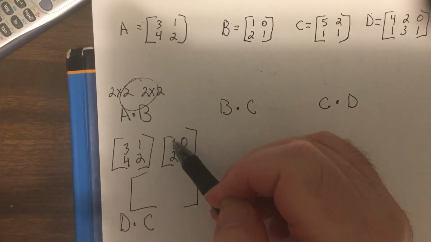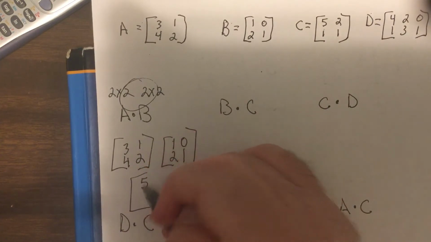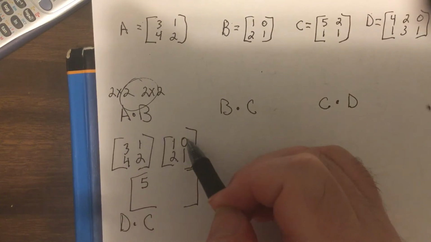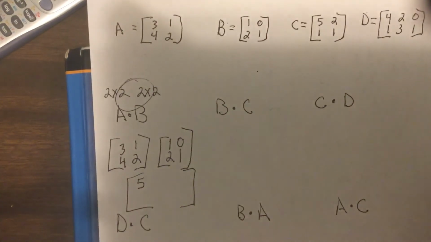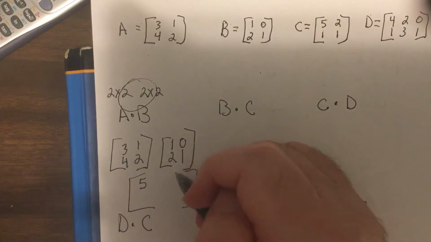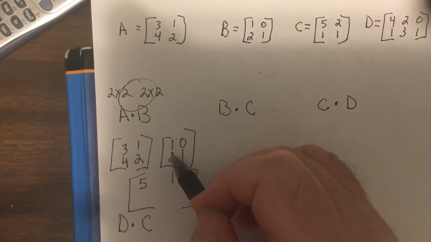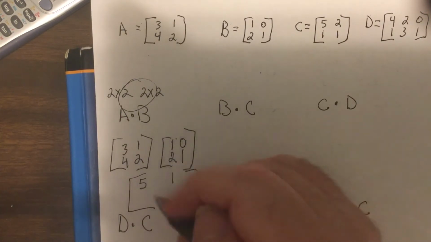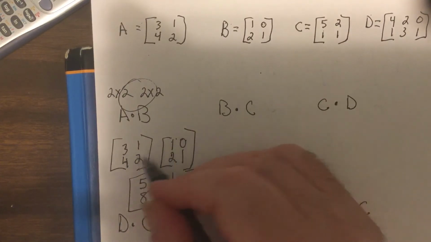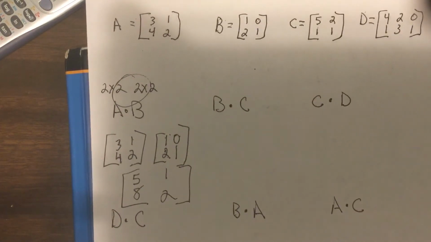So here I go. 3 times 1 is 3. 1 times 2 is 2. 3 plus 2 is 5. 3 times 0 is 0, plus 1 times 1 is 1. Then 4 times 1 is 4, plus 2 times 2 is 4, so that's 8. Then 4 times 0 is 0, plus 1 times 2 is 2. So that's my multiplied matrix.